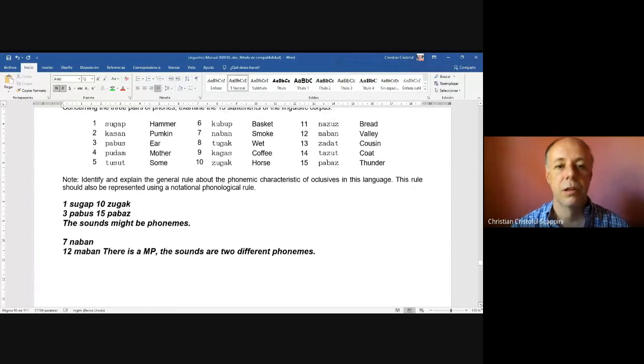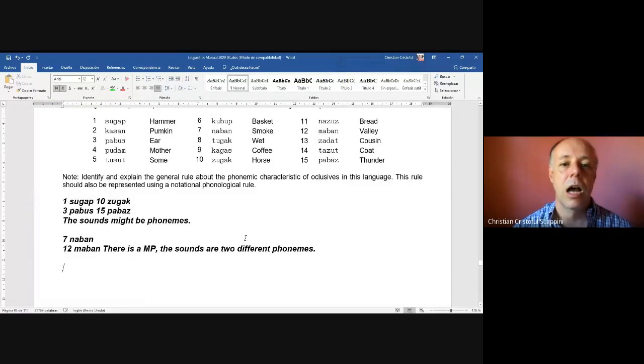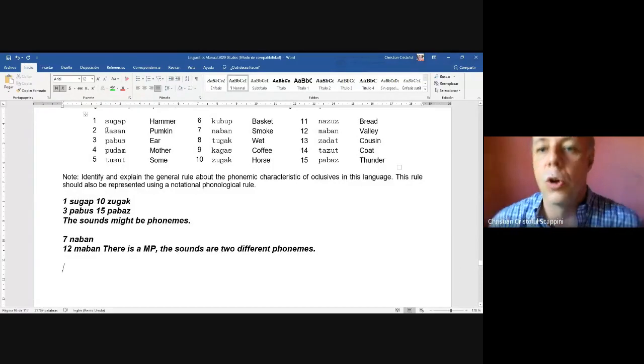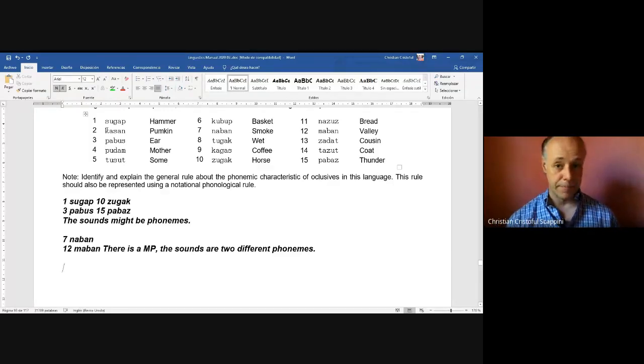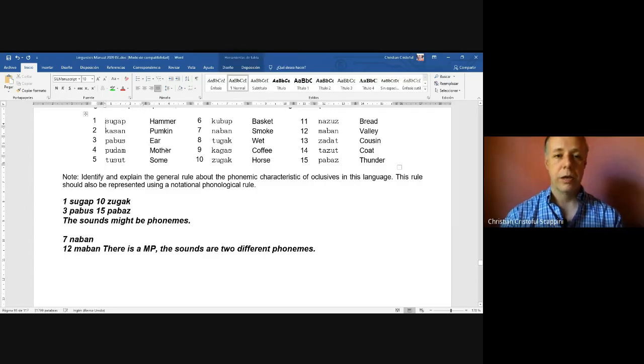Very good. So for K and G, I need to look for minimal pairs, and I cannot find any minimal pair. I need to look for sub-minimal pairs then. And there might be some, but I will look for complementary distribution. If I look for complementary distribution, I will have to analyze not only the sound, but the immediate environment as well. So let me see.